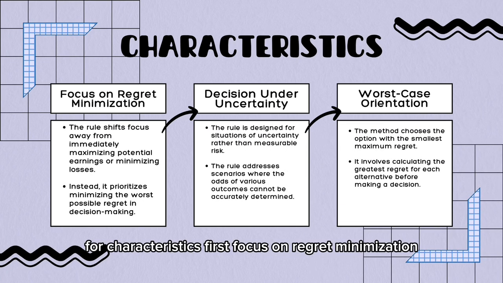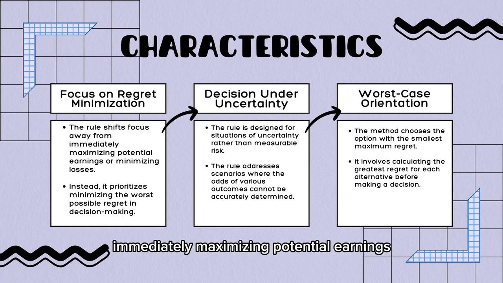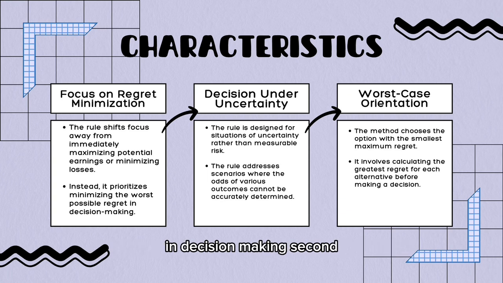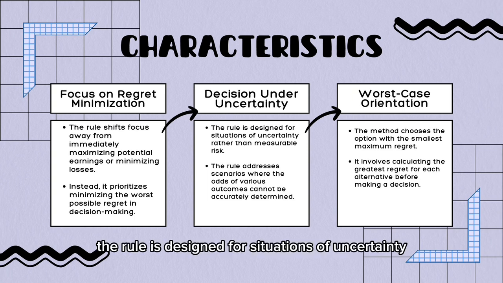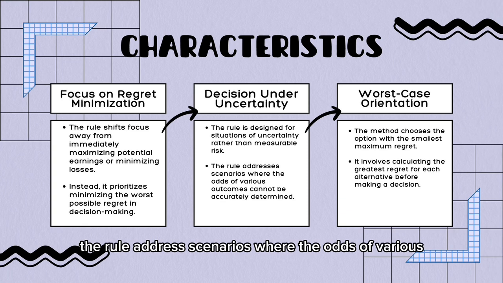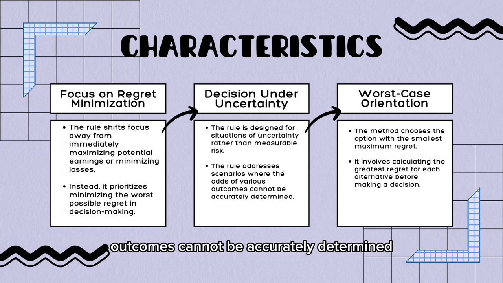For characteristics, first, focus on regret minimization. The rule shifts focus away from immediately maximizing potential earnings or minimizing losses. Instead, it prioritizes minimizing the worst possible regret in decision-making. Second, decision under uncertainty. The rule is designed for situations of uncertainty rather than measurable risk. The rule addresses scenarios where the odds of various outcomes cannot be accurately determined.